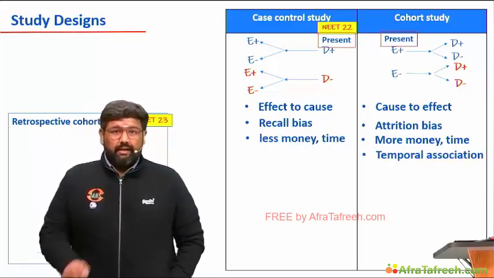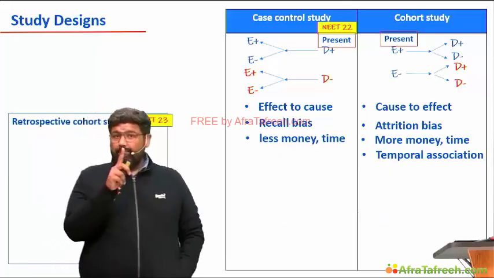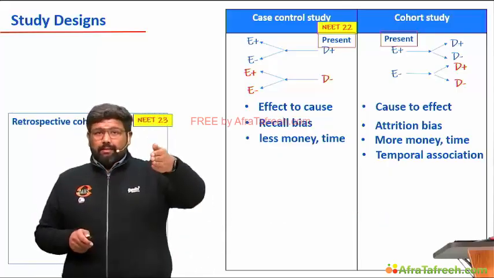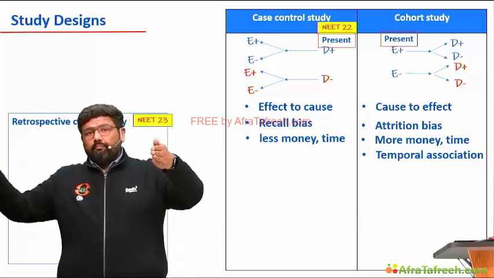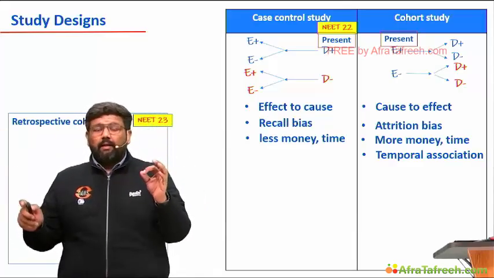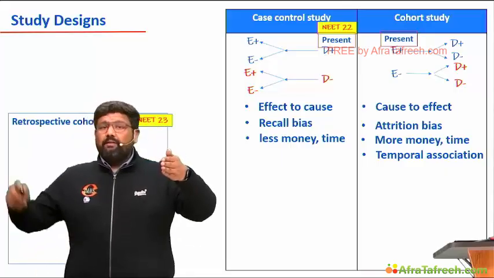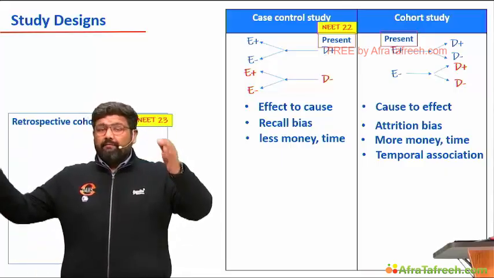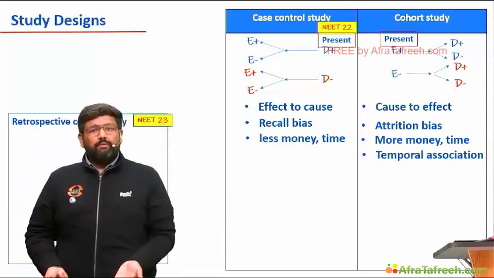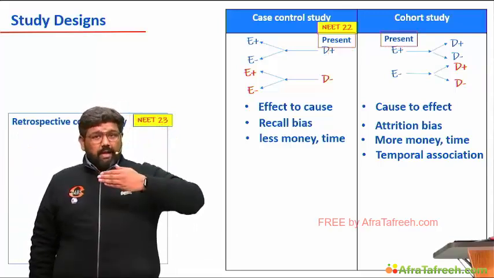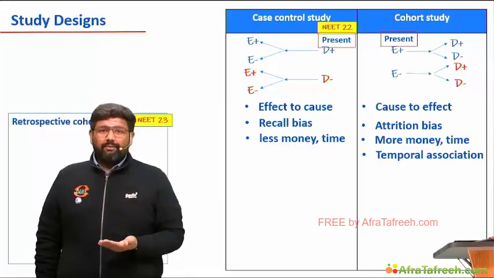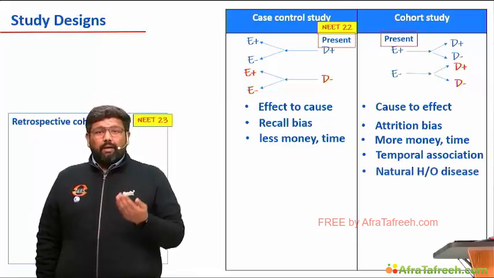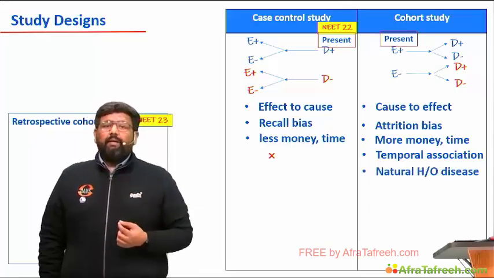Temporal association. I just told you about temporal association. What is temporal association? Exposure came first and then it led to disease. If I can prove this fact, that exposure came first and then the disease developed, this is temporal association. In cohort study, I have included the exposed and I am following them, so I can prove temporal association. But this cannot be proved in case control.